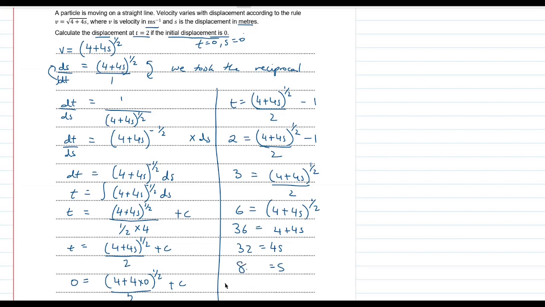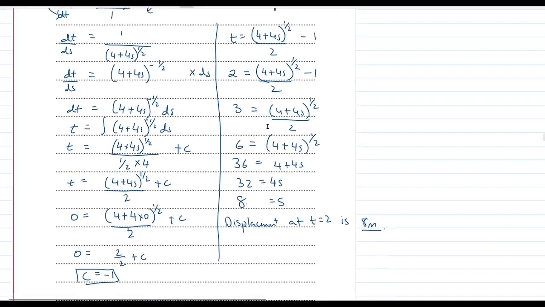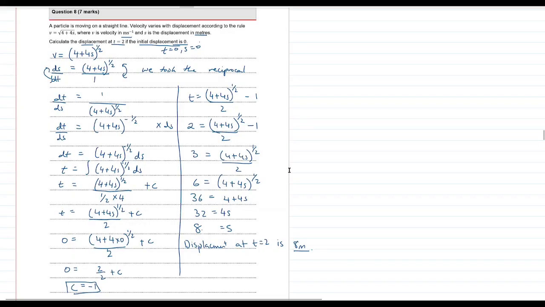So displacement at t equals 2 is 8 meters. And that's the end of the non-technology paper.